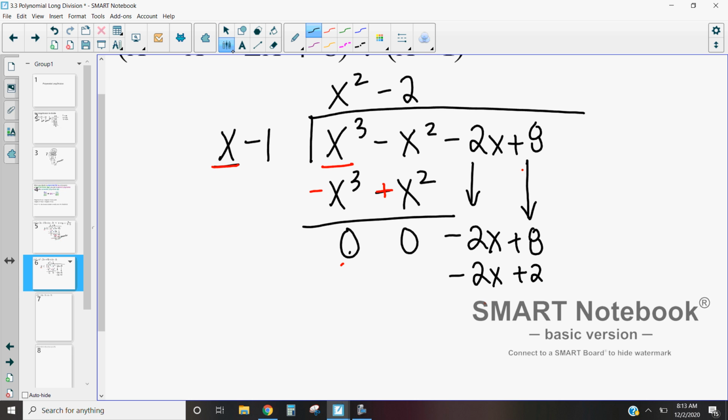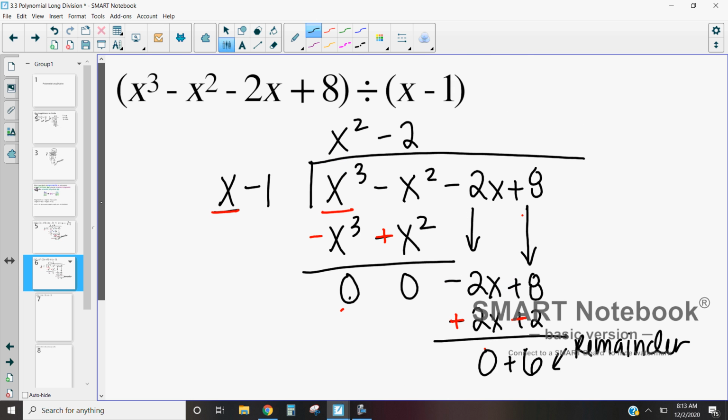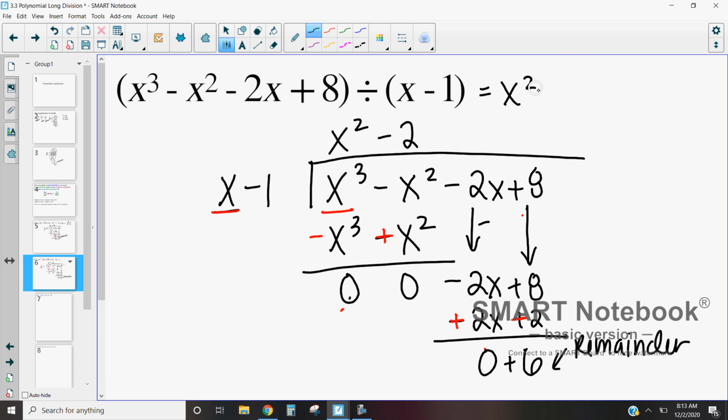And so as we have that, we are going to then simplify this. Change our signs here, so this becomes a plus, this one becomes a minus. Negative 2x plus 2x becomes a 0, 8 minus 2 becomes a positive 6, and this here is our remainder. So then our overall solution here is going to be our quotient, which was x squared minus 2, plus our remainder, which is 6, divided by our divisor, x minus 1.